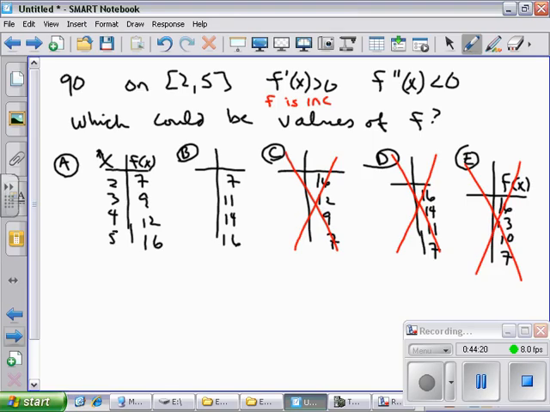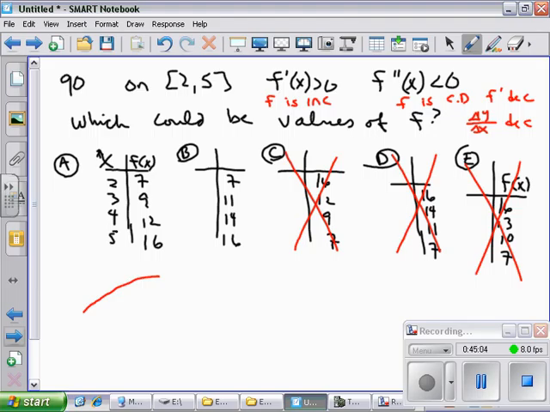And the second derivative is negative. So what does that mean about the function? It's concave down, which means the slopes are decreasing, that the changes in y over changes of x are decreasing. So the first derivative is decreasing. So you're looking for one where it's increasing, but it's going up by less and less. If it's concave down, it's going up, but by less and less. So which one does that?